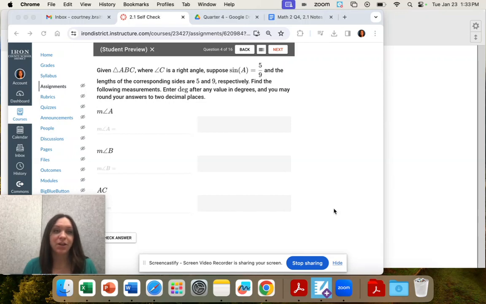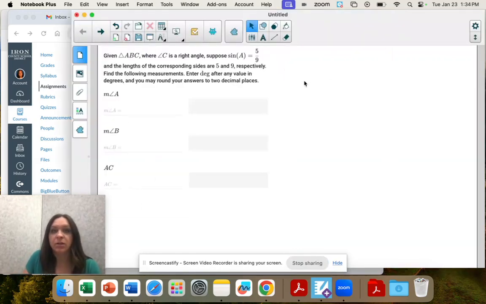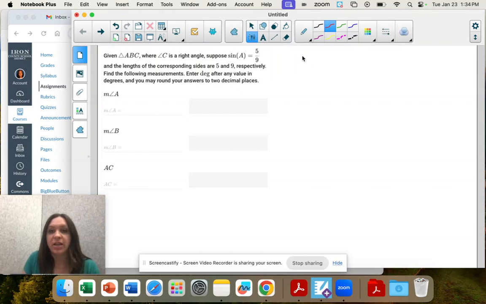Okay, given triangle ABC, C is the right angle, and we know sine of A is 5/9, and the lengths of corresponding sides are 5 and 9, respectively. Find the following measurements. So we want to find angle A, angle B, and then side AC. So let's draw this out.